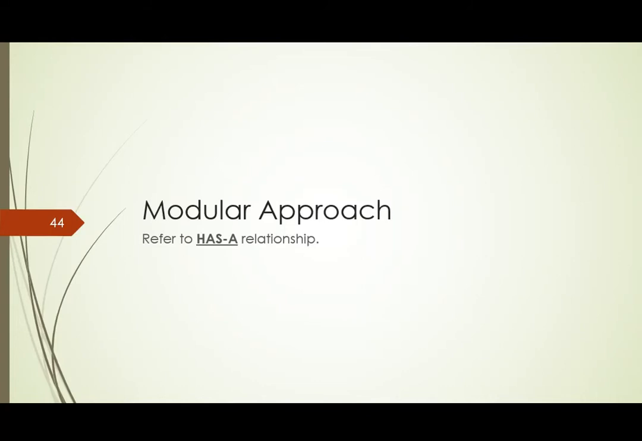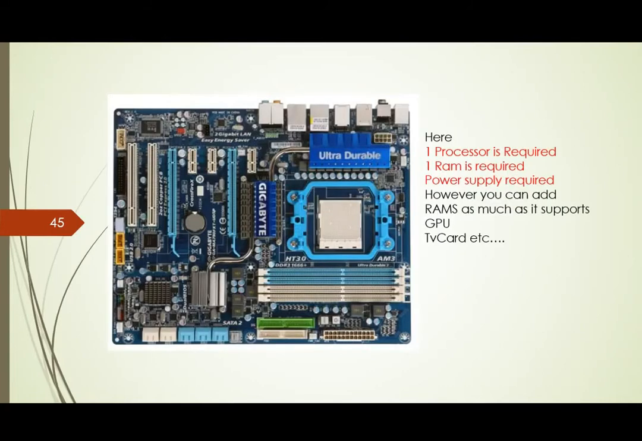Let me give you another example that you see in the market: your motherboard. Your motherboard is designed in such a way that it works even if some of the things are not there. It requires a processor, a RAM, and a power supply, of course. But other than that, if you don't have a GPU, it will work just fine. Some motherboards do require a GPU, but in most cases a motherboard doesn't require a GPU or additional RAMs. If you have one RAM, it just works fine. If you want to add many RAMs, you can add as many as you like. So that's the modular approach. You can also add your TV card to your motherboard so that you can watch TV and so on.